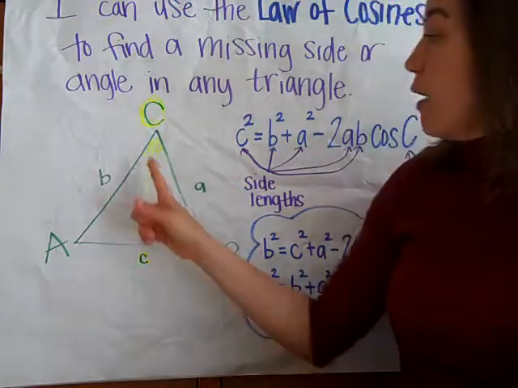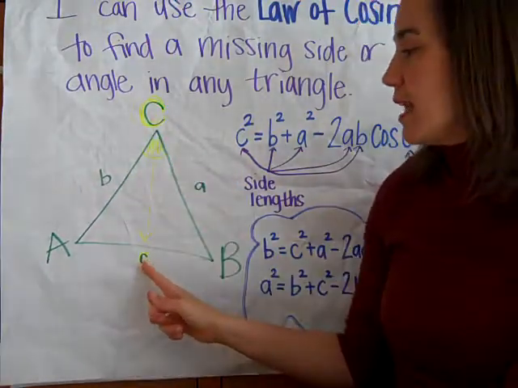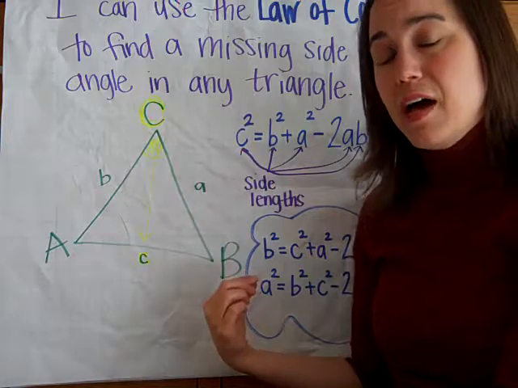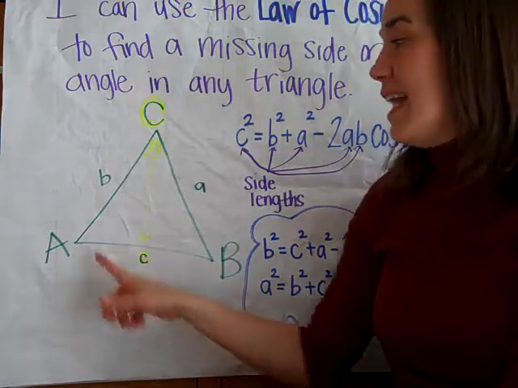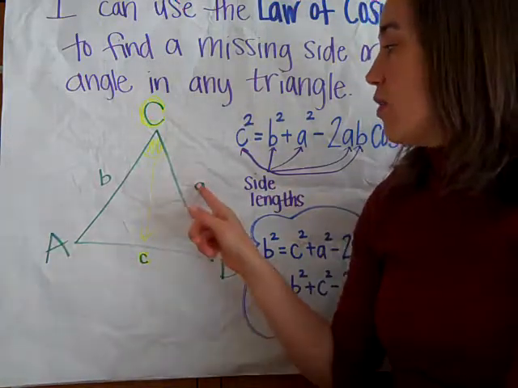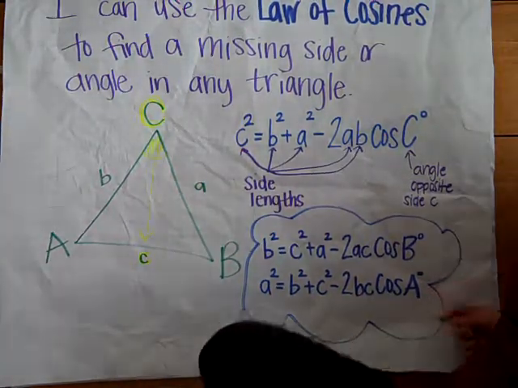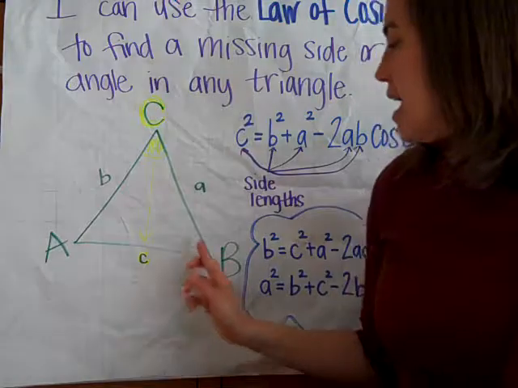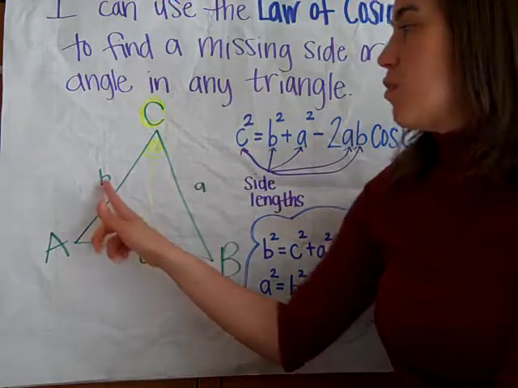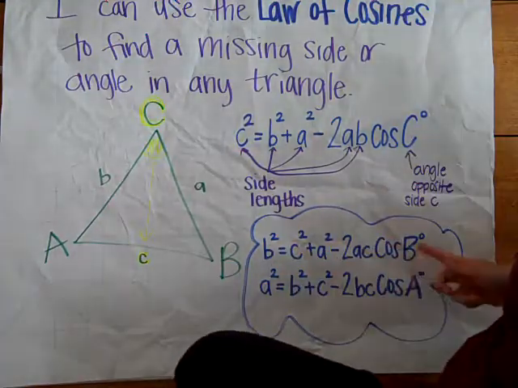Just so you know, if I wasn't going to find angle c or side length c, I could modify the law of cosine, and I could set it up so I could find angle a or side length a, which is this one right down below. Or I could modify and find angle b or side length b using this modification.